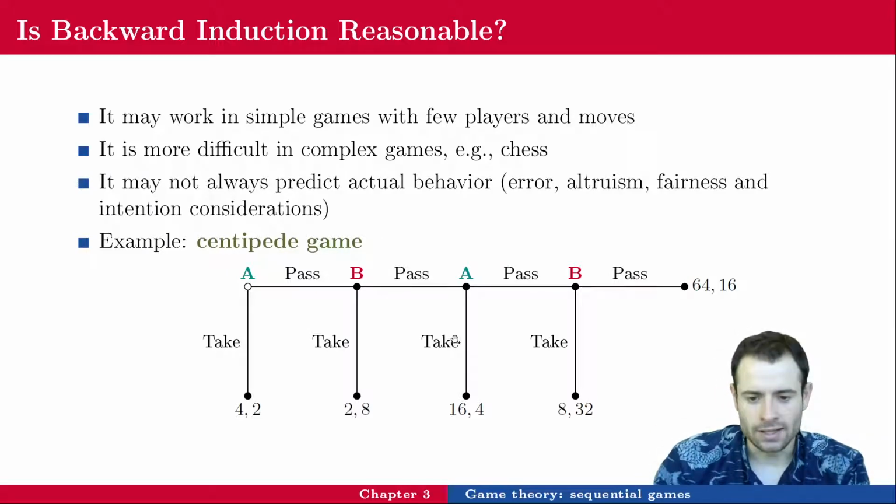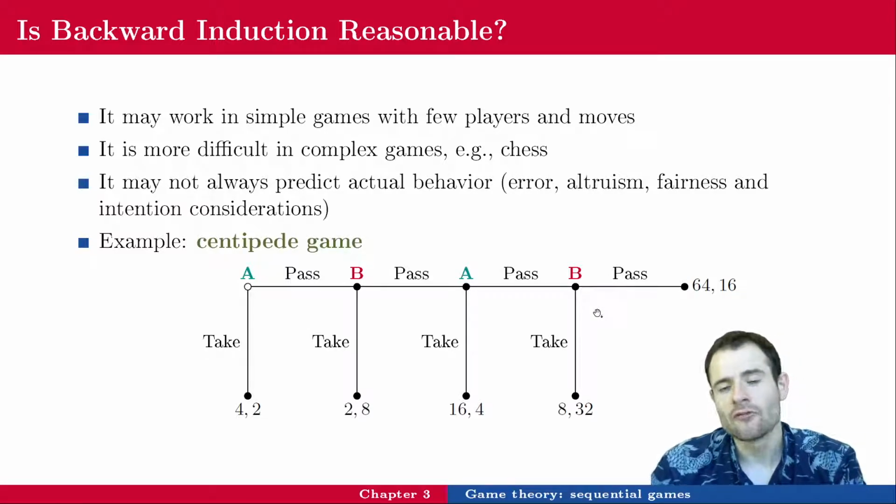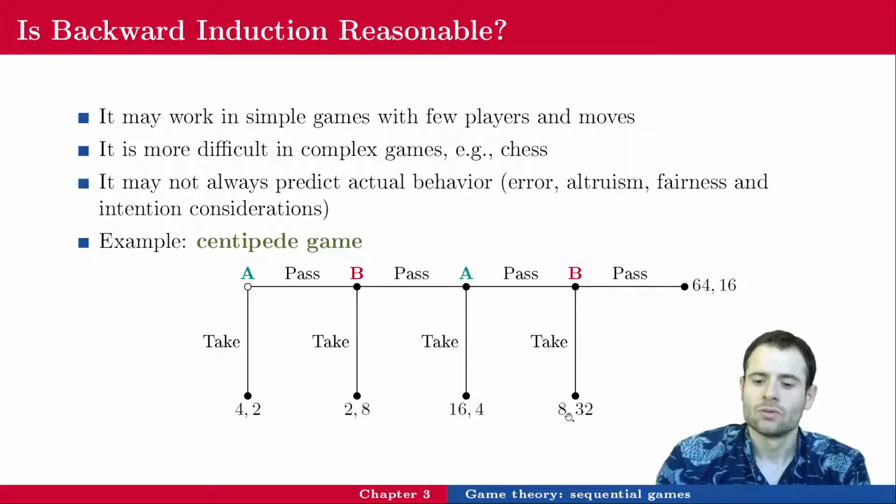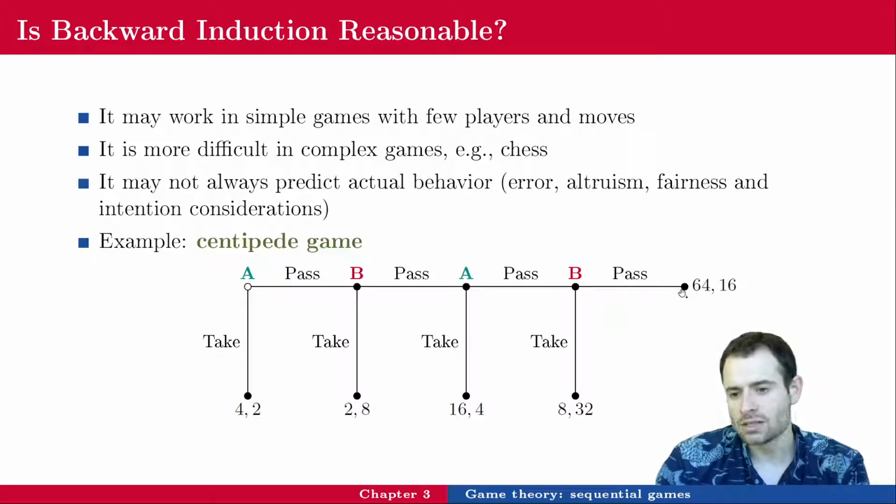A can take and get a payoff of 16. B would get a payoff of 4. Or he can pass, and now it's back to B for a last round. In the last round, B can take to get a payoff of 32, and A will get a payoff of 8. Or B can pass. In this case, B gets a payoff of 16, and A gets a payoff of 64.